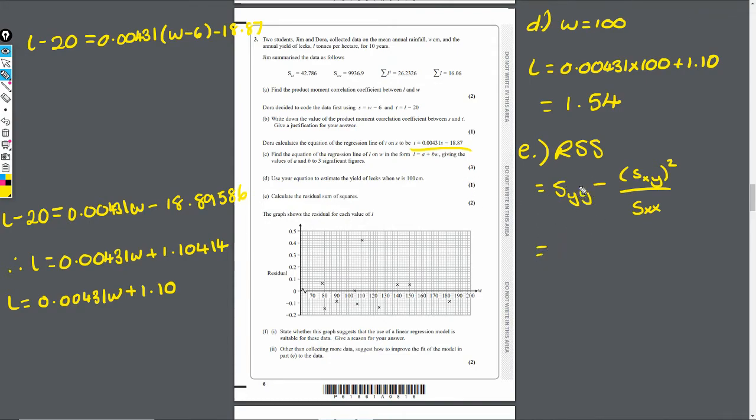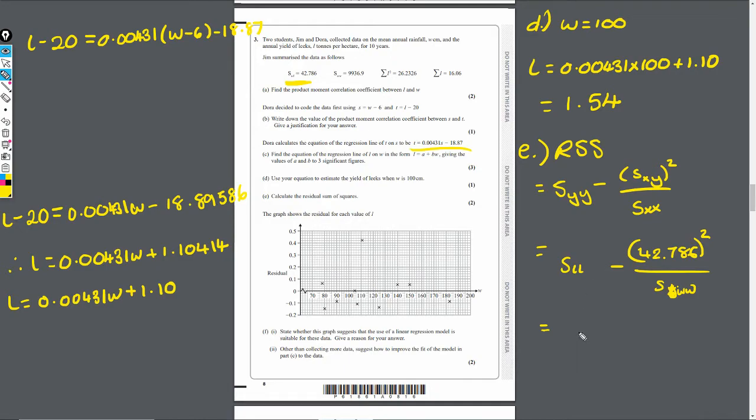So the biggest thing is, how do we determine which one's the SYY? Well, look how they've got SXY. Look how they give you in the question, it's SWL. So this bit here minus SWL, so that'd be minus your 42.786 all squared. Now notice, the Y is the second variable. In our case, the second variable is the L. So it's going to be for us S, L, L. And then the other one, it will just be S, W, W.